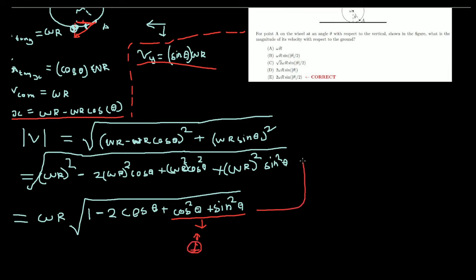Now for our final steps, we just have to add this 1 to the 1 at the front. That's going to give 2 minus 2 cos theta. Of course, there's still the omega r at the front. So right here we see 2 minus 2 cos theta. Let's take the 2 out. You have 1 minus cos theta.